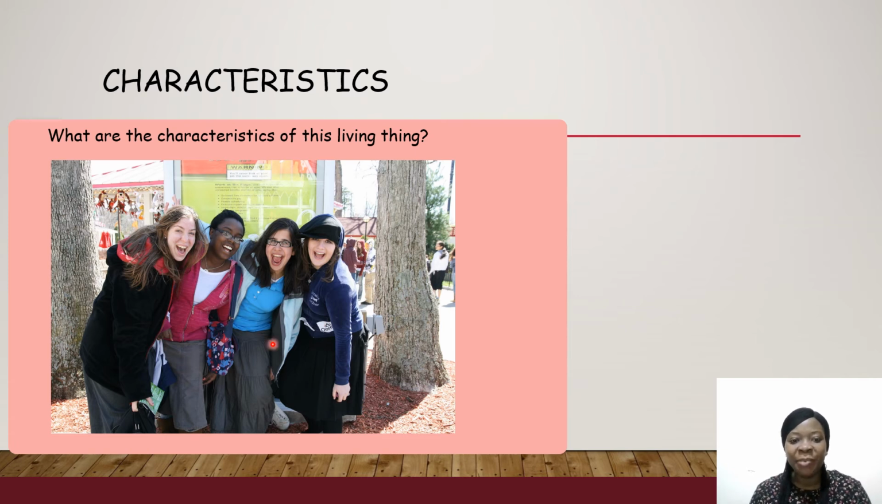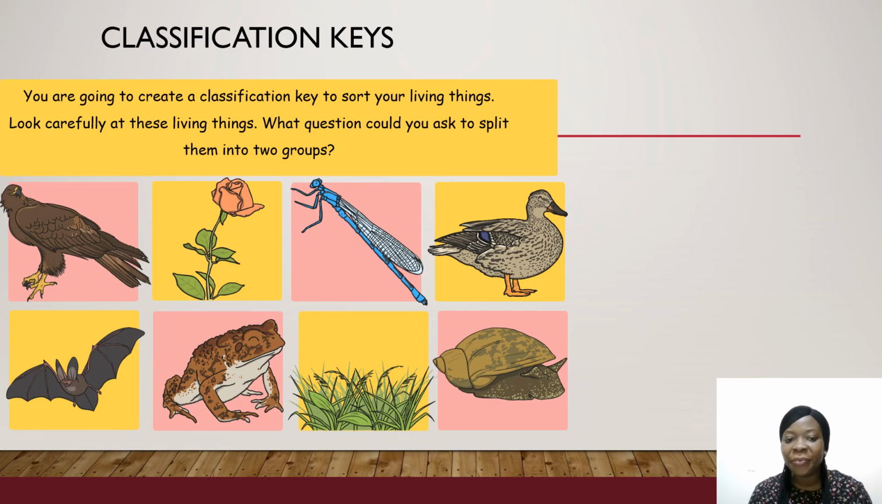Now, take a look at these beautiful girls over here. What are the characteristics of these living things? I bet you know because you are also a human. You could be a boy or a girl. What are those characteristics that pertain to us as humans? Pause the video and have a go too.